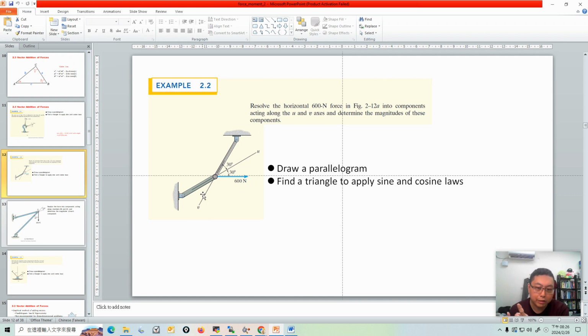Because two vectors added together can become another vector, in the other way, a vector can be decomposed into two vectors. So it's just a reverse calculation.